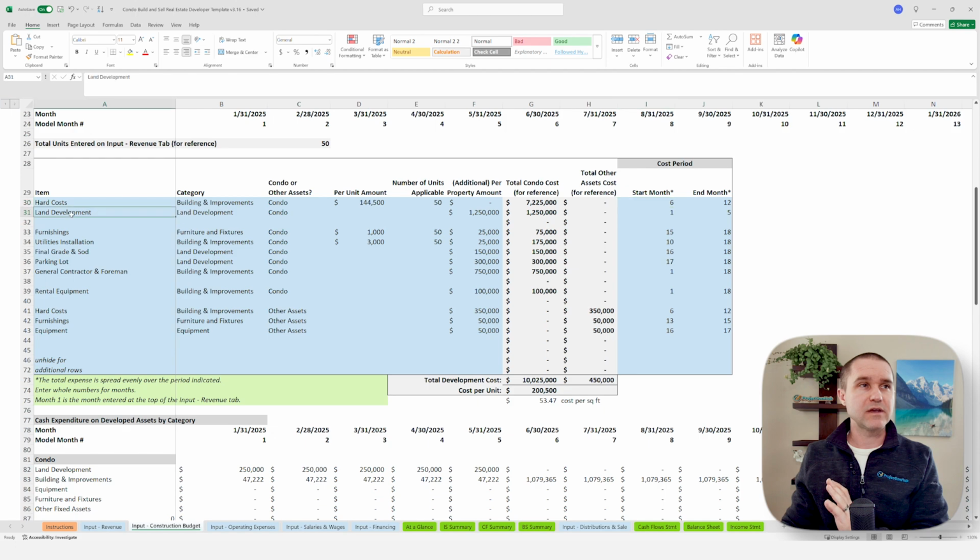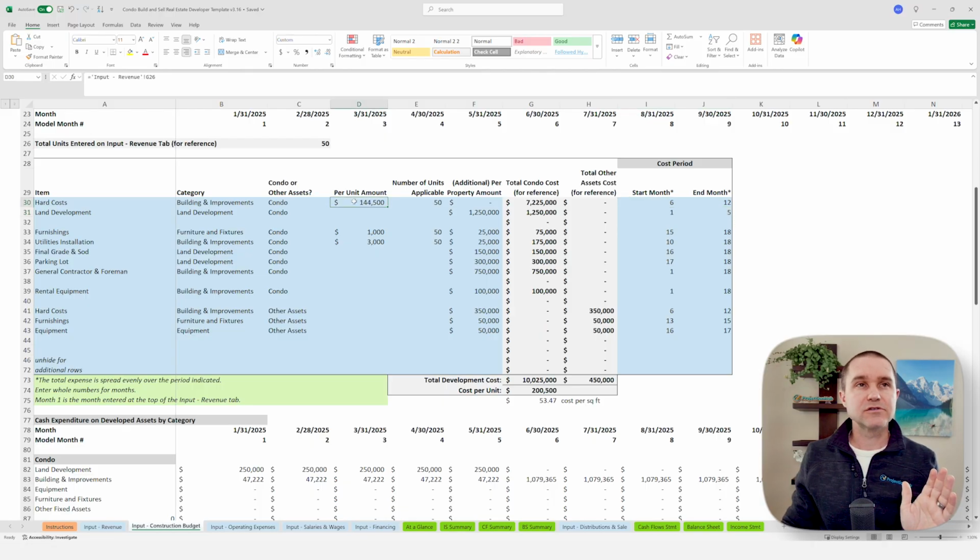So for example, let's say we have month one, we've got land development. Before we start spending any money on actually building out the condo units themselves, let's say we've got 1.25 million in land development. We set that as a per property amount here, and that's going to be spent in months 1 through 5, spread out evenly.